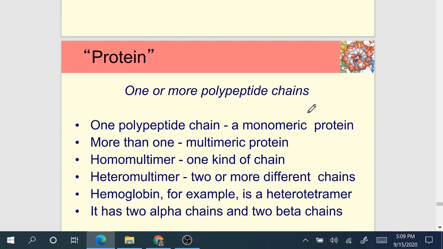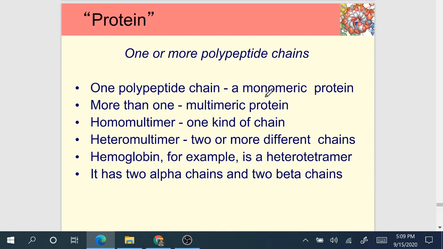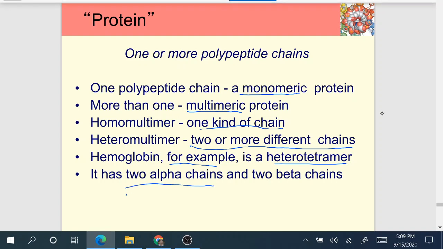So a protein is one or more polypeptide chains. One polypeptide chain is a monomeric protein. More than one is a multimeric protein. A homomultimer is one kind of chain, but you have more than one of them together. A heteromultimer is two or more different chains together. Okay, we'll talk about that again more in the next chapter. Hemoglobin, for example, is a heterotetramer. Okay, it has two alpha chains and two beta chains to make up the whole protein hemoglobin.